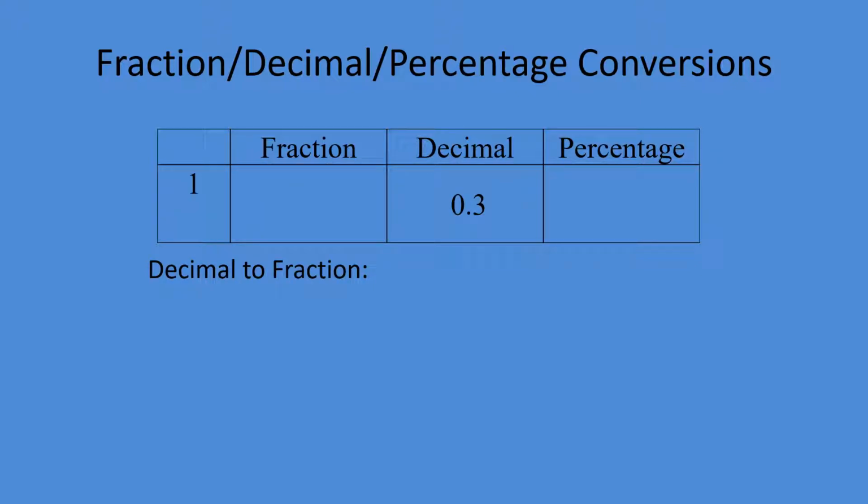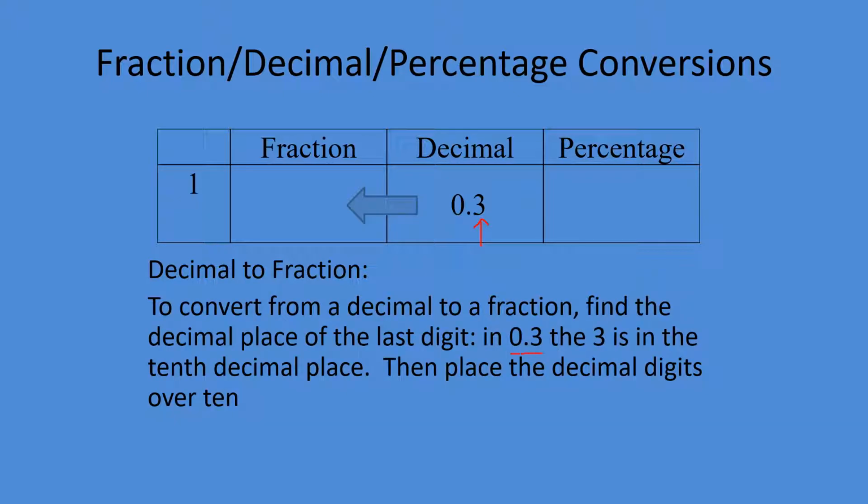All right. This time, we're going to start off in decimal. So how do you go from decimal to fraction? Look at that decimal. Take a look at the last decimal place. What decimal place is the 3 in? Tenths. So what's the bottom number? 10. There you go. So the 3 is in the tenths position, so you know the bottom number is going to be over 10. And you just put all those digits over 10.